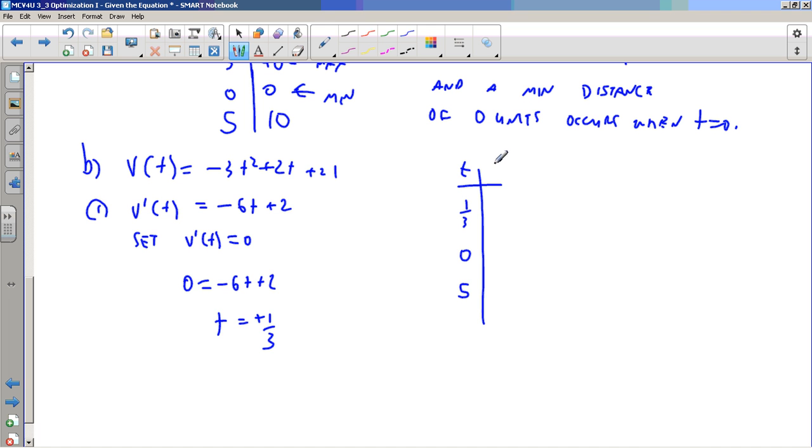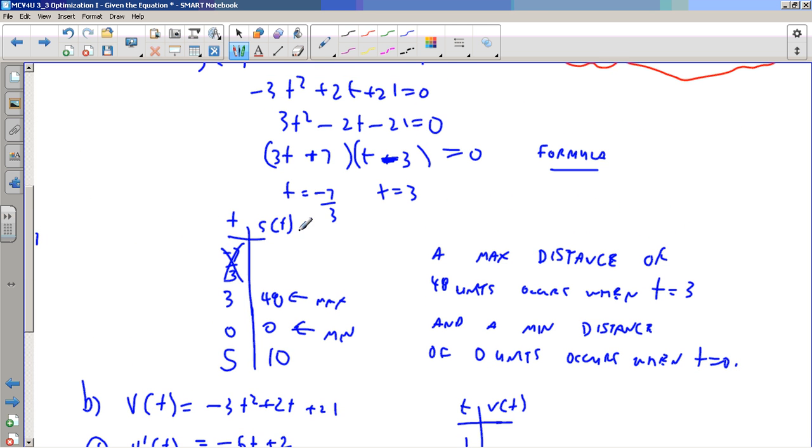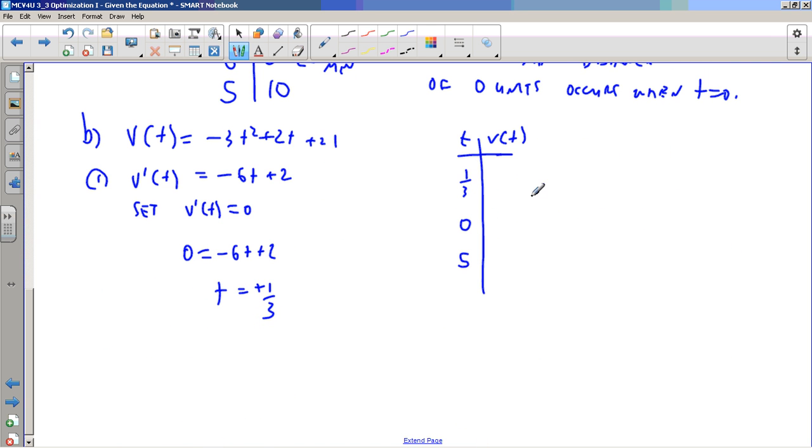What am I investigating? I want to find the minimum and maximum velocity. So I'm going to investigate the velocity. I have to substitute back into here. For A, we were investigating the distance or the position, but here it's the velocity. So no problem. Put that into a calculator, and you get 21 and a third, trust me. At 0, you get 21. At 5, you get negative 44.